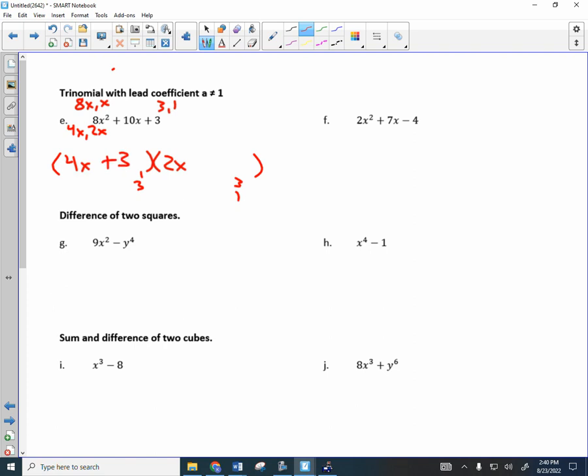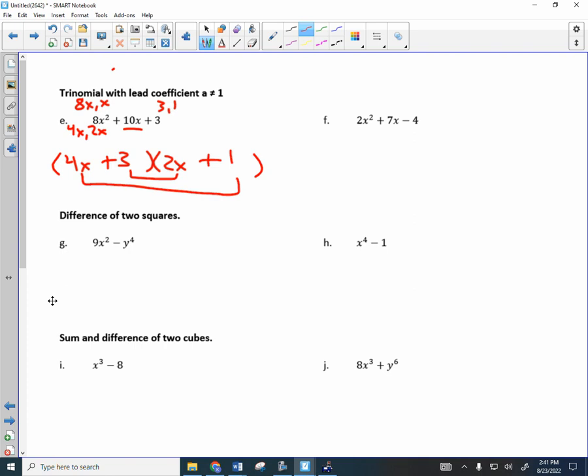Yeah, 3 goes there, and the 1 goes here. And the way that you can confirm that is to just multiply it out. You know that the 4x and the 2x multiplies to 8x squared. I'm good there. You know the 3 and the 1 multiplies to 3. But if we check the inside and the outside, you can see I have 6x and 4x that adds to the 10x. So we've checked and we are good.